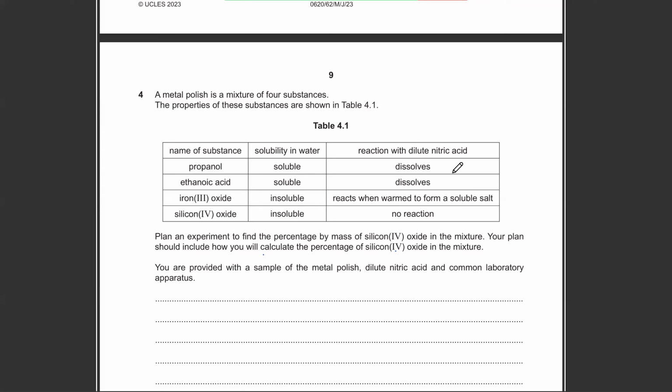Some of them react, or probably dissolve, with nitric acid. Then there's some that don't do anything, and there's some that react when warmed to form a soluble salt. Plan an experiment to find the percentage by mass of silicon 4 oxide in the mixture. Your plan should include how you will calculate the percentage of silicon 4 oxide in the mixture. You're provided with a sample of the metal polish, dilute nitric acid, and common laboratory apparatus.